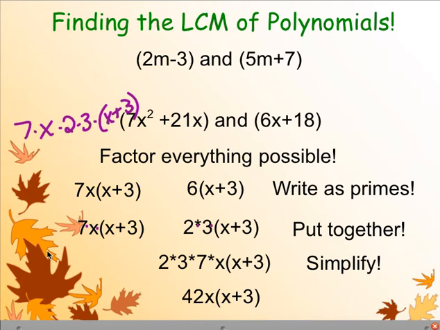Now, what if there's nothing to factor, like the one up at the top, 2m minus 3 and 5m plus 7? Well, in that case, both of them are factors, and we need to include both of them. So we say the least common multiple is 2m minus 3 times 5m plus 7. And you can multiply that out using your box method or rainbows and smiley faces or FOIL to find out what that is, or just leave it like this if they don't ask for it multiplied out.